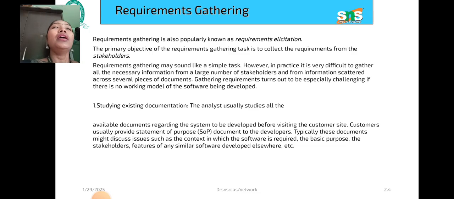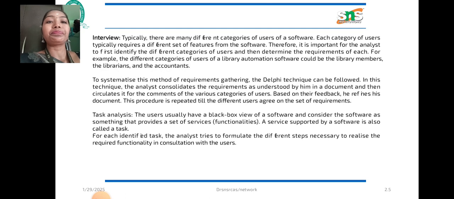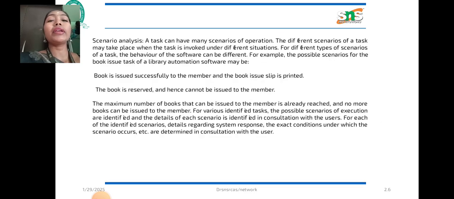In research work or otherwise, if we are going to start a shop, the first phase is to gather information on how we are going to implement our concept. Next is interview, with different categories of users of the software. Next is task analysis. For the customer, the software is seen as a black box view, and it is a set of services. Each service is identified with a unique task.